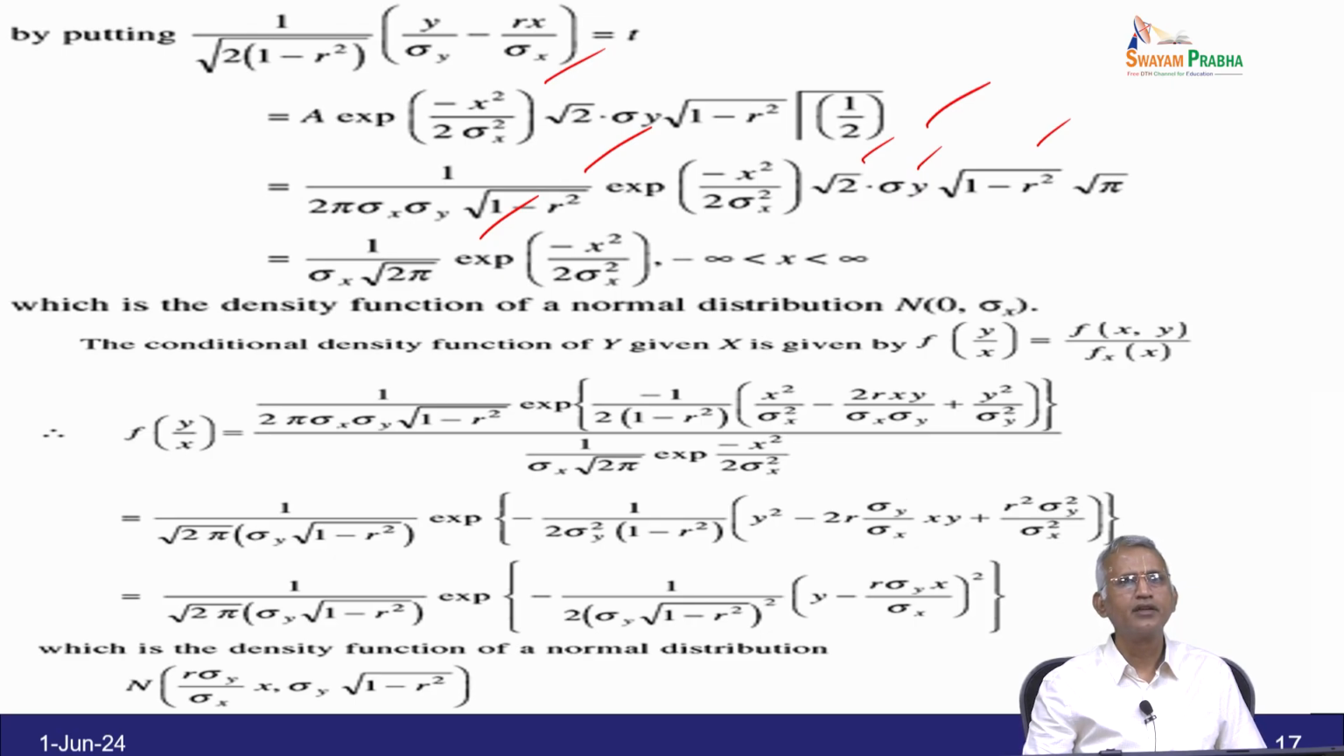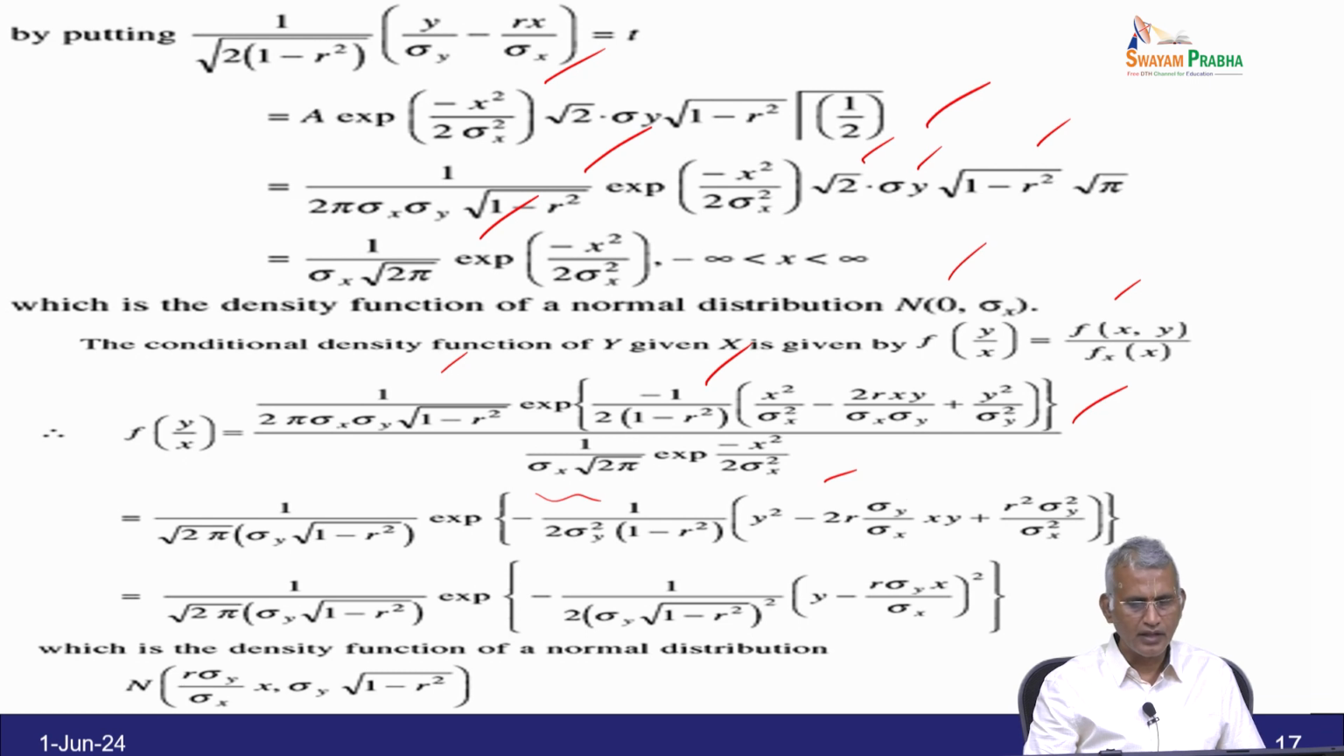So, this is the density function of the normal distribution N of 0 comma sigma x. Therefore, the conditional density function of y given x is given by f of y by x equals f of x comma y by f x of x. Therefore, f of y by x equals 1 by 2 pi into sigma x sigma y into root of 1 minus r square, times exponential of minus 1 by 2 into 1 minus r square of x square by sigma x square minus 2r x y by sigma x sigma y plus y square by sigma y square, divided by the denominator sigma x into root pi into exponential of this.